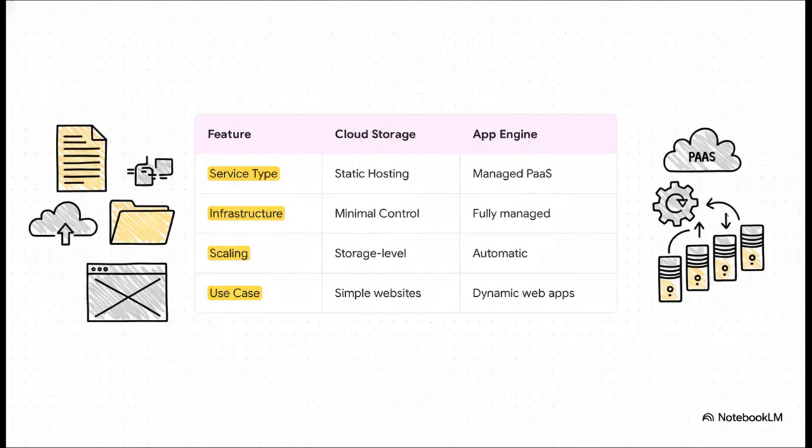Okay, let's really break this down. Cloud storage is all about static hosting. You don't have much control over the infrastructure, but that's the point. It's incredibly simple. App Engine, on the other hand, is what we call a fully managed platform as a service, or PaaS. That's a fancy way of saying it handles all the messy stuff for you, the servers, the scaling, the maintenance, so you can just focus on writing your code.